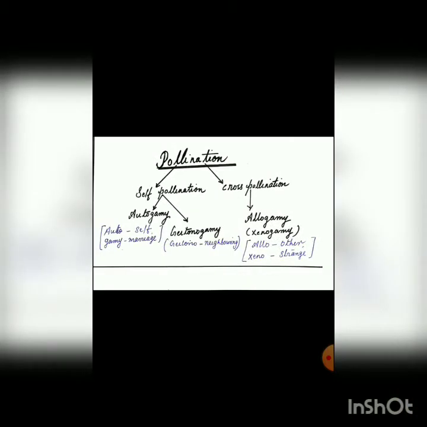Pollination happens in 3 different ways: autogamy, geitonogamy, and allogamy. Autogamy and geitonogamy are the divisions of self-pollination, and cross-pollination is also called allogamy or xenogamy. Autogamy and geitonogamy are 2 types of self-pollination.